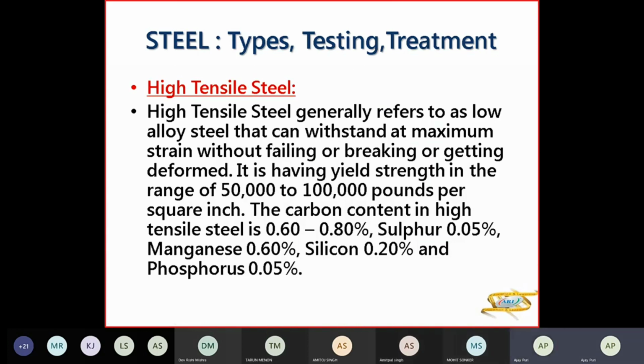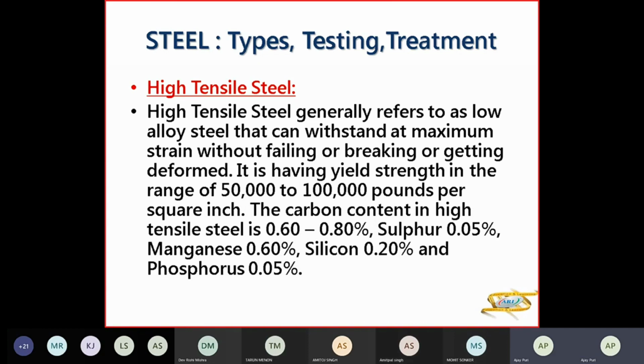Then we come to your high tensile steel, which is used in ships in areas where you have a lot of tensile stress, that is your sheer strake, your garboard strake, that is all made with high tensile steel. So it can withstand maximum strain without failing or breaking or getting deformed. And the thickness of this plating of high tensile steel will be much less as compared to normal mild steel plating. So it has a yield strength of 50,000 to 1 lakh pounds per square inch.